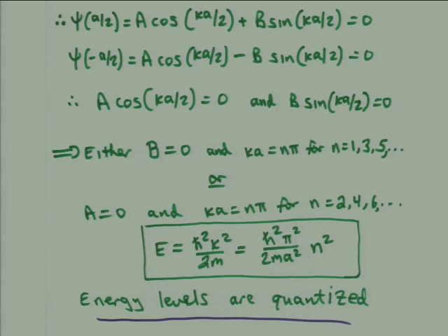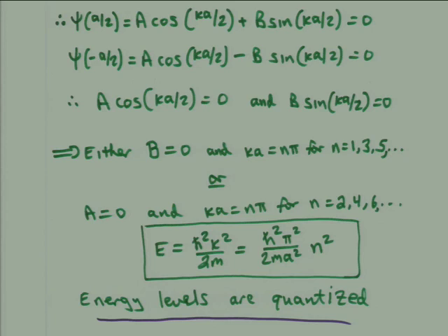And so what it means is that I can add those two equations together if you like. I add those two together and that gets rid of the b's. Then I'm left with a cosine ka over 2 equals 0. Or I could subtract the two equations from each other, and that would get rid of the a's. That gives me b sine ka over 2 equals 0. So one trivial solution is a and b are 0. But that would mean there is no particle that I put in the box.